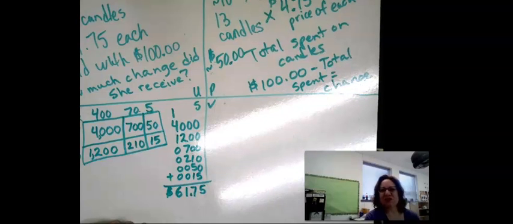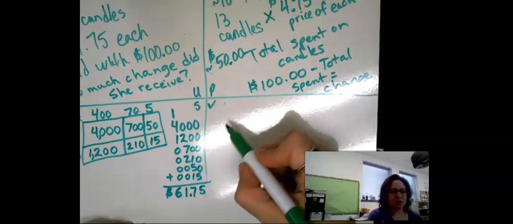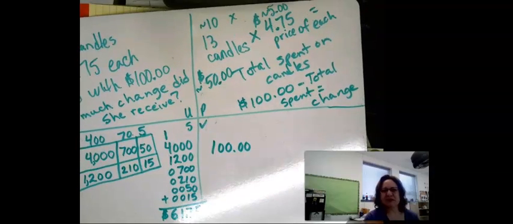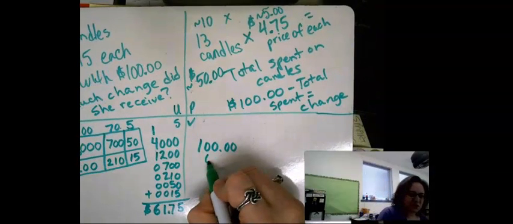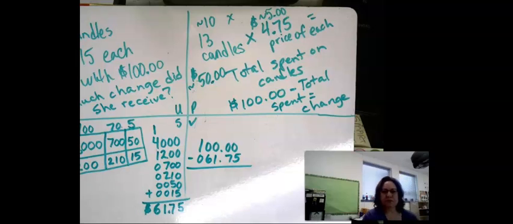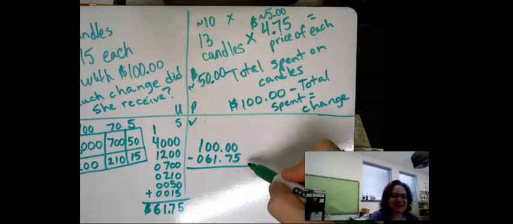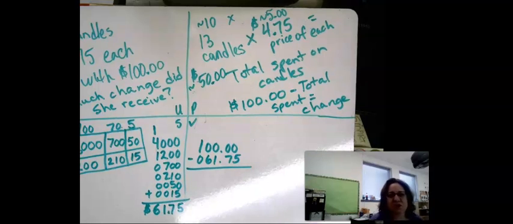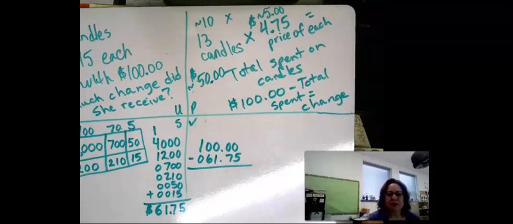Okay, but the question is not how much she spent. The question is how much change did she receive? So we need to do $100 bill. 100 minus $61.75. So this is our last step here. And in my head, I'm already thinking 100 minus 60 is 40. So my answer, my difference, is going to be somewhere around $40 change, right? Okay, so what do we have?